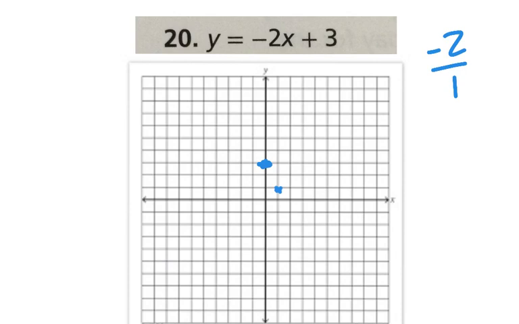Let's keep doing that. Down 2, right 1. That's not correct, Cody. That is. Down 2, right 1. Down 2, right 1. I'm out of space. So now guess what I could do? I can also go up 2 and left 1. It's the same thing. Up 2, left 1, up 2, left 1.